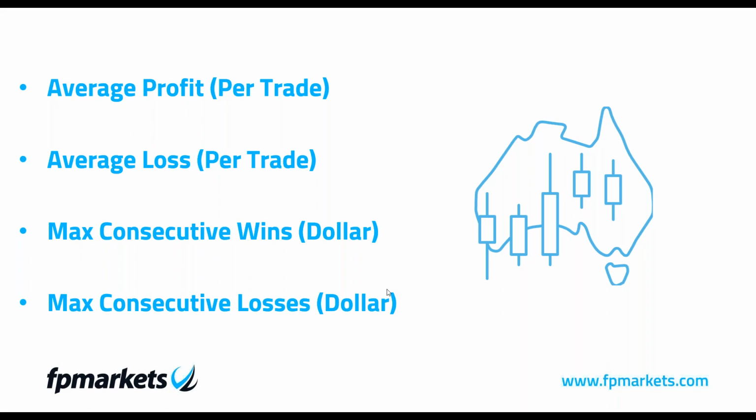An average loss per trade is exactly the same, but the other way. So the average loss value for a trade is the sum of losses divided by the amount of losing trades. Max consecutive wins and losses in dollar value. This is the longest series of profitable and unprofitable trade positions and the sum of their wins. And as I said, these are all located on the main statement that you receive from your broker.